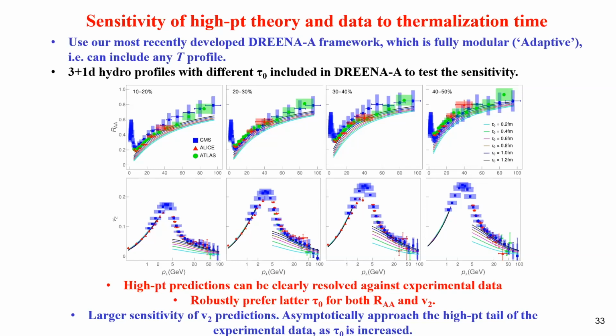And is that the only thing that the DREENA framework needs to change to make predictions on small systems? It's only the temperature profile? It just needs the temperature profile, yes.